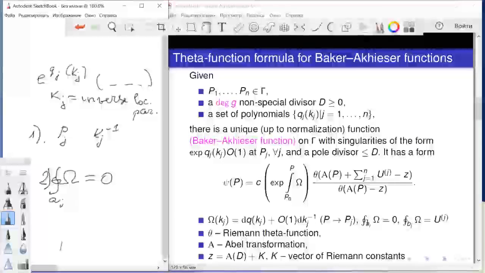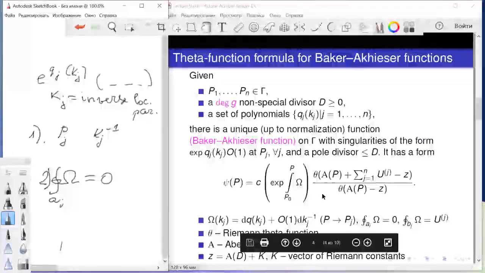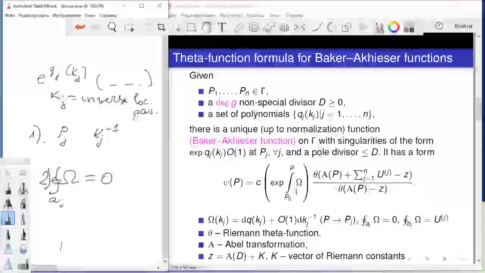So I do not check it now. Maybe I'll only comment that, you see, if we choose this integral, as I said, the integration path is determined only up to multiples of periods.